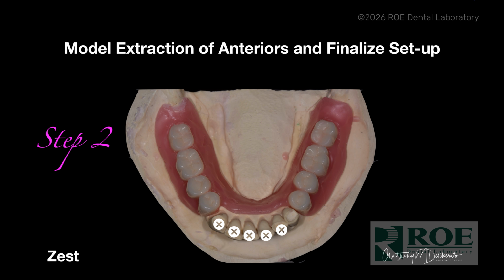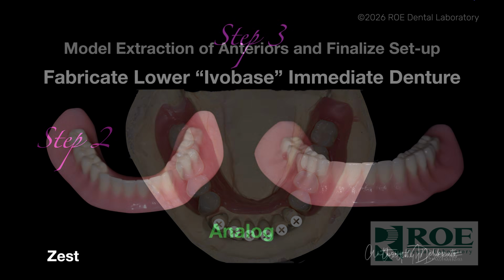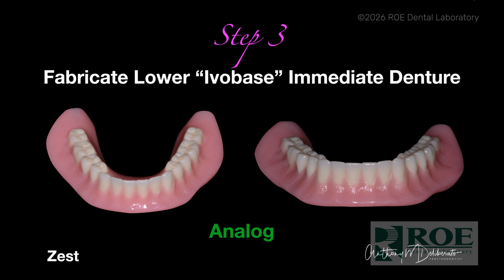So now that we have our model scan, now I can cut these teeth off of the lower master model and complete my setup so that I can fabricate this lower IVO-based processed immediate denture. And we're going to ultimately use this denture to do an immediate load conversion at the time of surgery.